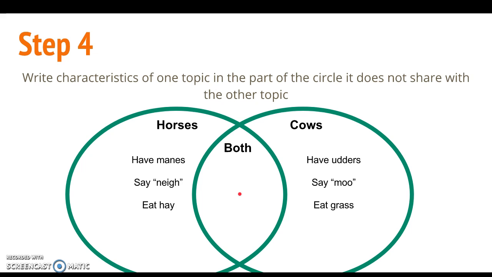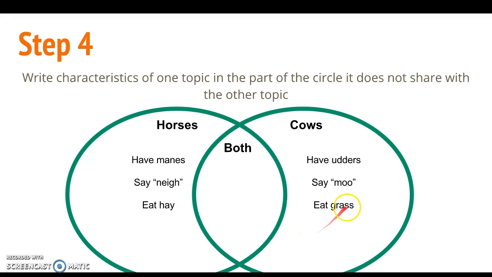So then you're going to start writing characteristics of the topics in the parts of the circle that it belongs to. So we're going to start out with the differences. Differences between the two topics go in either the first topic circle or the second one. So for example, under horses, you have that they have manes, they say neigh, and they eat hay. So these are characteristics that only belong to horses because cows don't have manes, they don't say neigh, and they don't really eat as much hay as horses do.